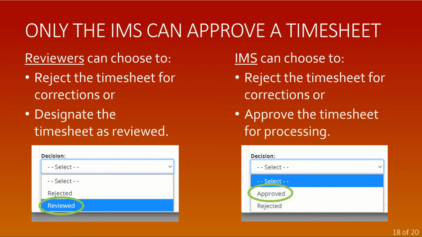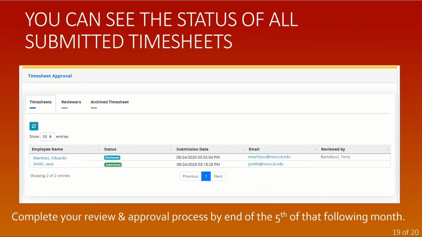The IMS can also reject the timesheets for correction, even if it's already been noted as reviewed. The timesheet will go back to the staff for their correction. And finally, the IMS can approve the timesheet, and then it will be moved forward to payroll for processing.